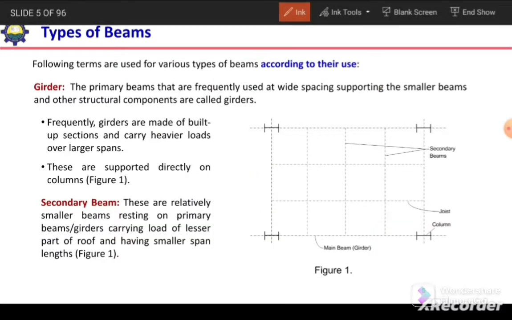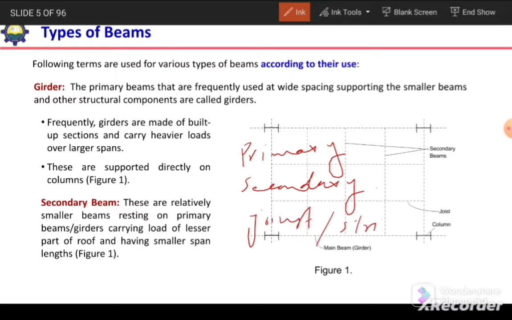So next are the types of beams. We have actually three types of beam. If I write: primary beam, secondary, and then joist or stringers. So we have mainly these three types of beam.